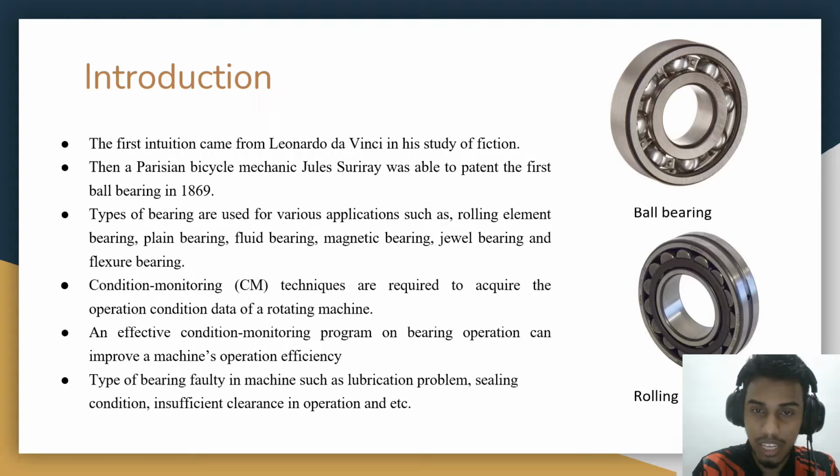Condition monitoring techniques are required to acquire the operation condition data of a rotating machine. An effective condition monitoring program on bearing operation can improve a machine's operation efficiency, save costs, and extend the machine lifespan. There are types of bearing faults in machines such as lubrication problems, sealing condition, insufficient clearance in operation, etc.